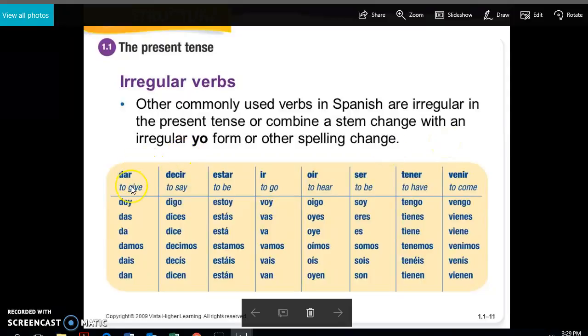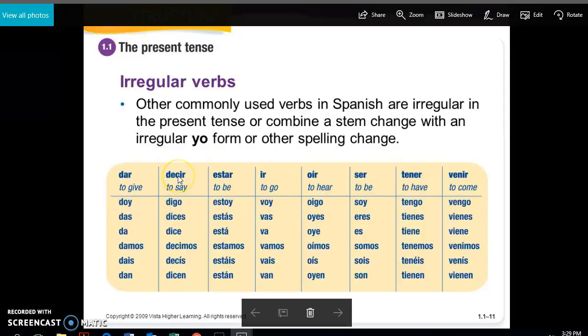Perhaps you want to group dar, ser, estar. That way you remember on the first conjugation you have the letter Y.